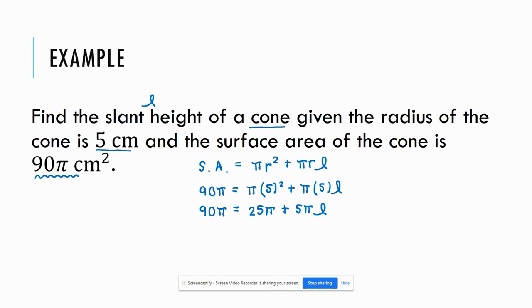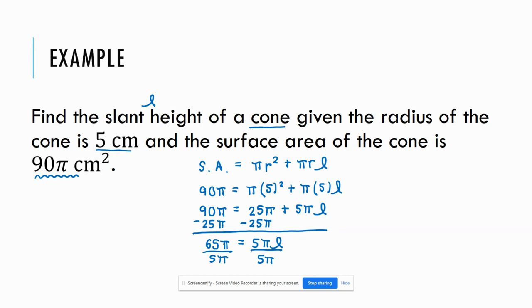Okay, my goal is to solve for L, so we're going to have another two-step equation. I'm going to move that 25 pi over to the other side. Those are like terms. They're both in terms of pi, so I get to actually subtract. So 90 minus 25 is going to give us 65, and there's still a pi with it. And that equals 5 times pi times the slant height. So if my goal is to solve for the slant height and it's being multiplied by 5 pi, the opposite of multiplication is division. So I'm going to divide both sides by 5 pi.